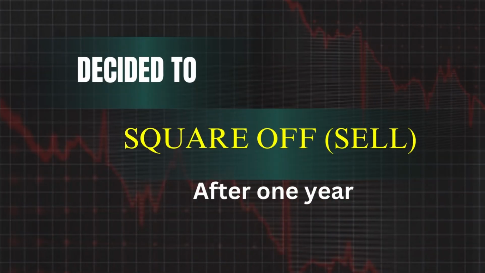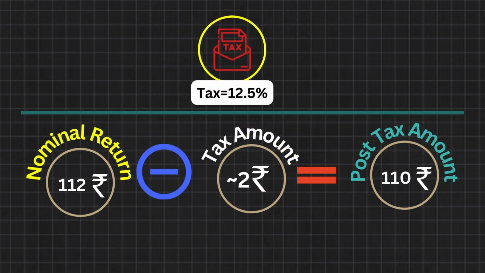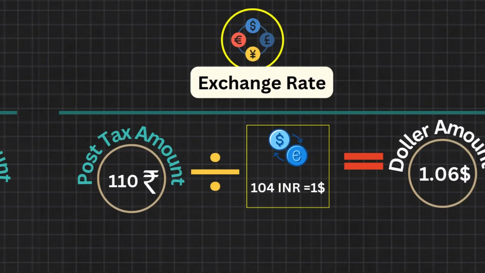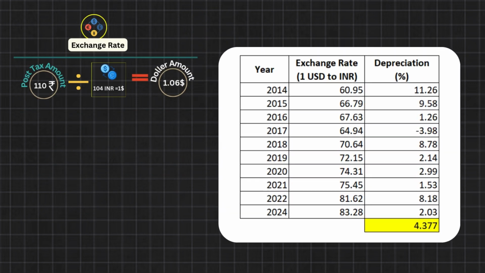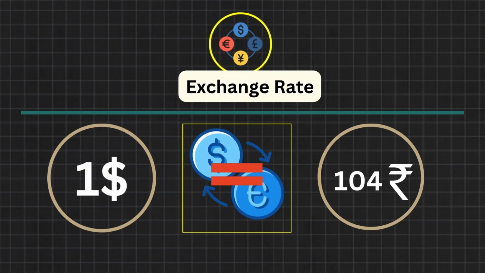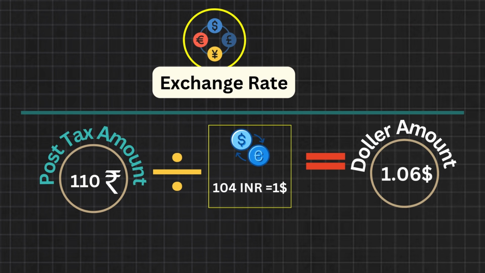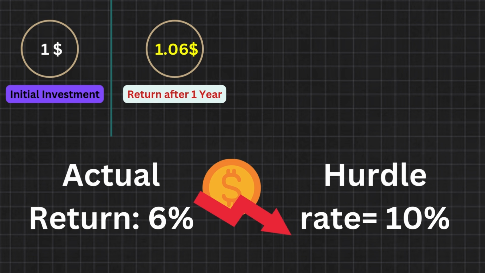So he decides to square off his position, but the actual return he will get will be affected by factors like taxation and exchange rate. Let's say the tax slab at exit is 12.5%. So the post-tax amount will become 110. Now the exchange rate will come into the picture. Suppose at exit the rupee has depreciated by 4%, which I have shown you, so the exchange rate at exit will become $1 equal to 112. So after doing all this calculation, he is going to get $1.06, which is only a 6% return on his initial investment.